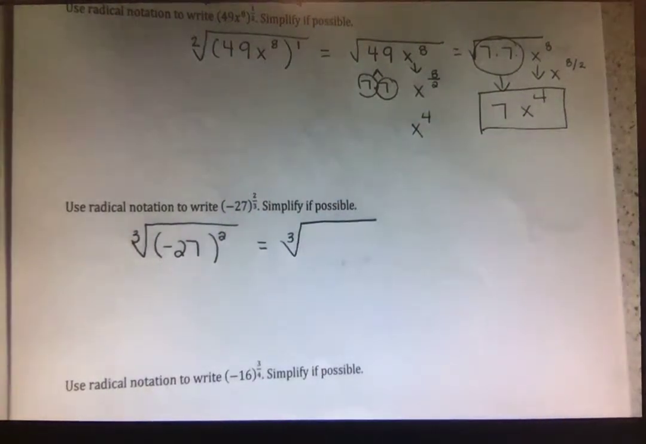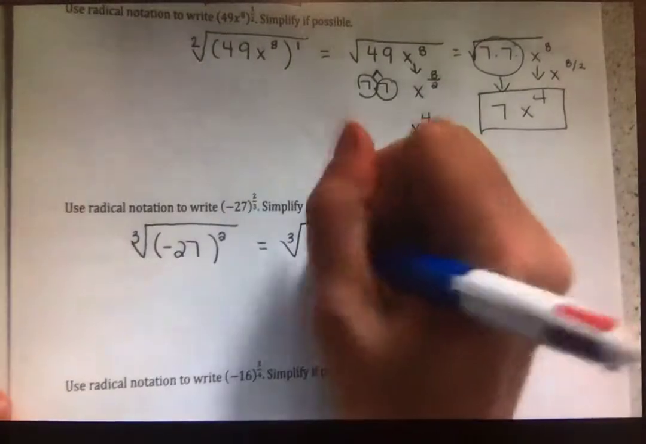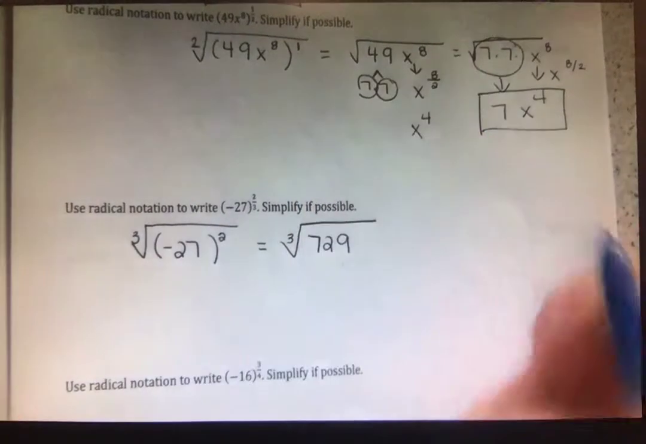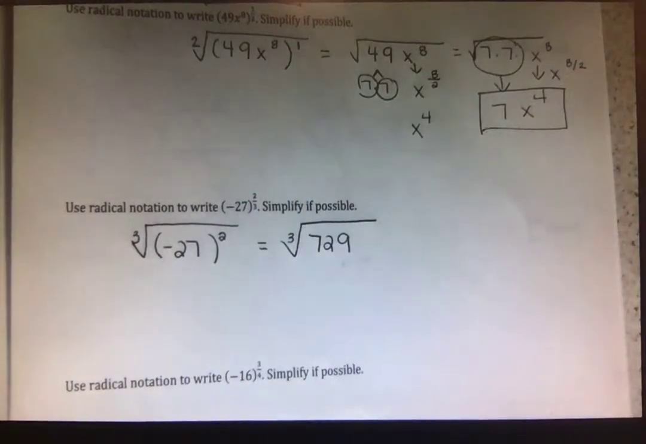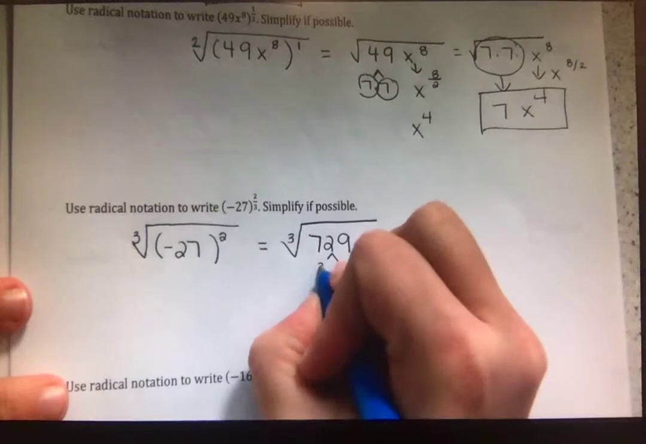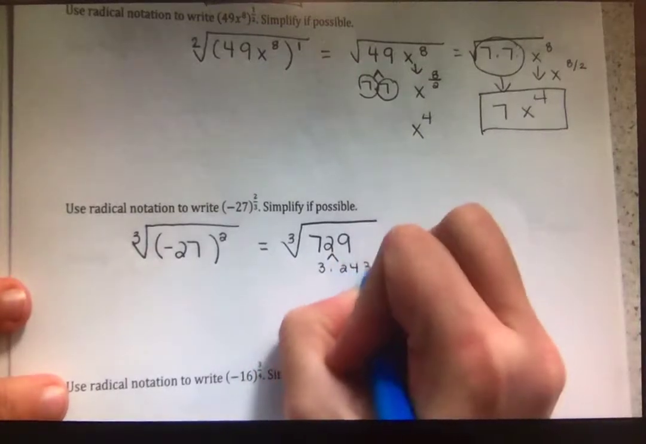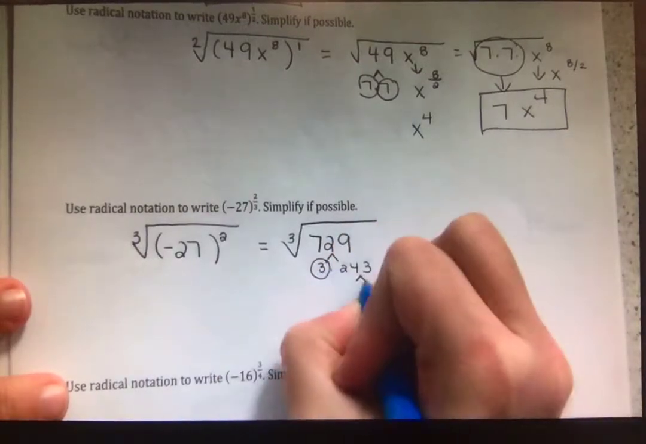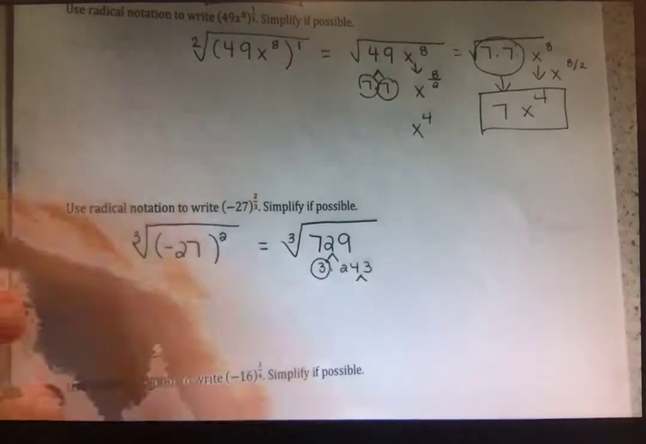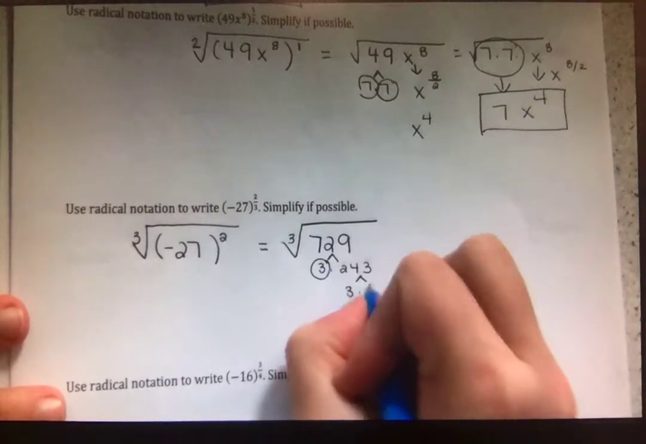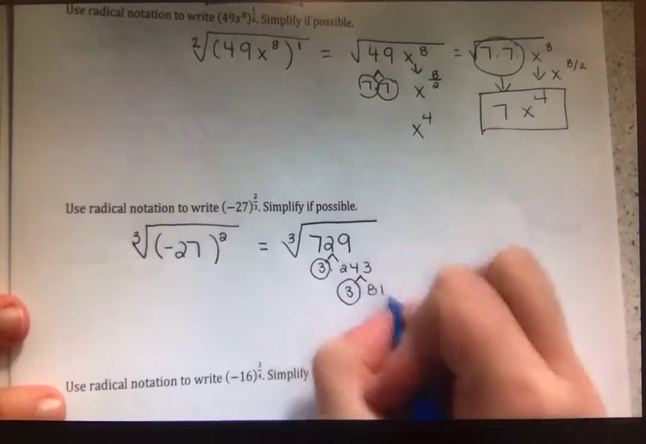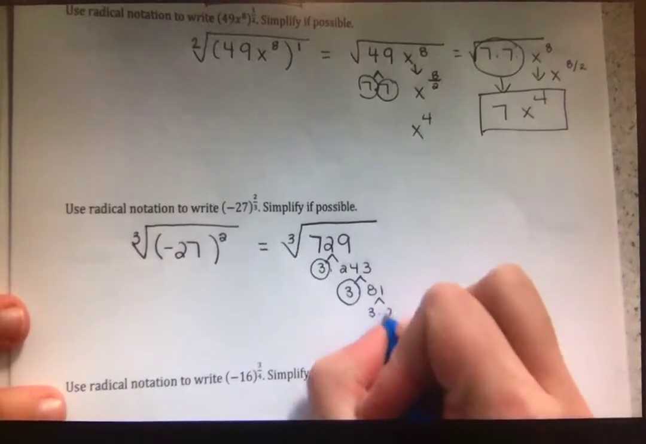So -27 times -27 will give us 729. It says simplify if possible, so we're taking out groups of 3. So let's start off, 729 divided by 3 is 3 times 243. 3 cannot be broken down any further, so it gets circled. 243 is 3 times 81. 3 is done, so it gets circled. 81 is 3 times 27.